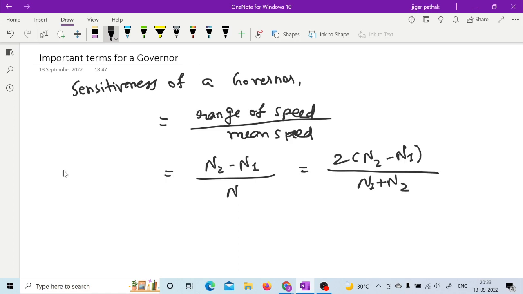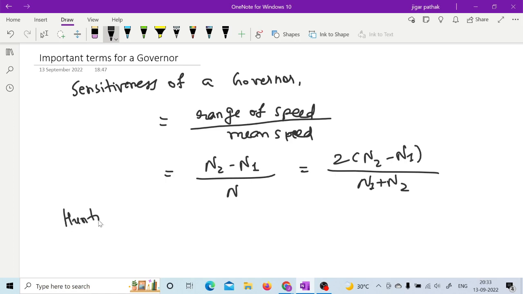So the sensitiveness of a governor is an important thing. Through this you can have an idea of how sensitive your governor is. It means how the change of speed will result in the change of fuel supply, right?